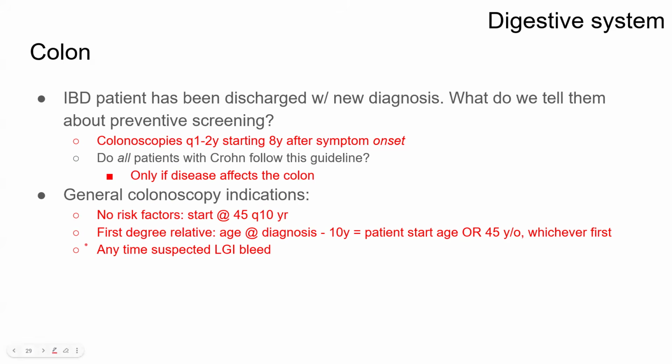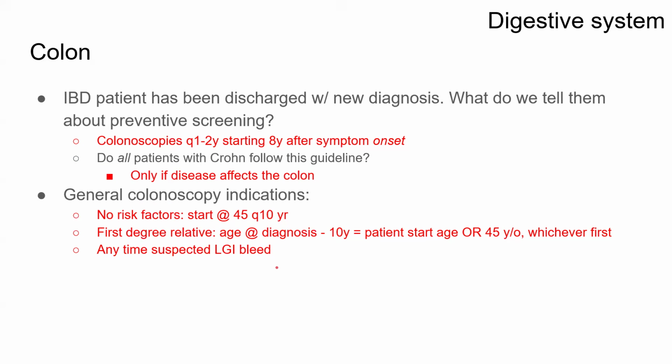Relevant to the surgery shelf, anytime there's a suspected lower GI bleed, you want to consider getting a colonoscopy just to see where the bleed is coming from. If there's bright red blood per rectum, first you want to rule out hemorrhoids. You can just do a rectal exam and see if there's any bright red blood there. But otherwise, if there's melena, or you rule out hemorrhoids, then you want to consider a colonoscopy to see where the bleed is coming from.